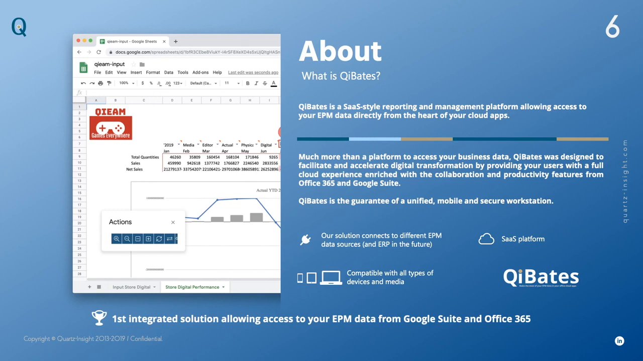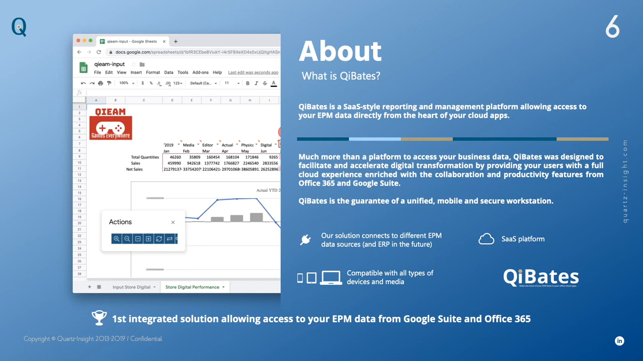So what is Qibates exactly? Qibates is a SaaS-style reporting and management platform allowing access to your EPM data directly from the heart of your Office Cloud apps. Much more than a platform to access your business data, we designed Qibates to facilitate and accelerate your digital transformation by providing your users with a full cloud experience enriched with the collaboration and productivity features from Office 365 and Google Suite.